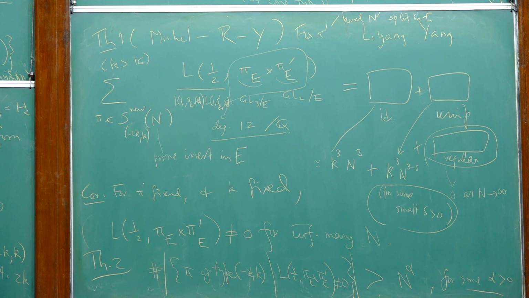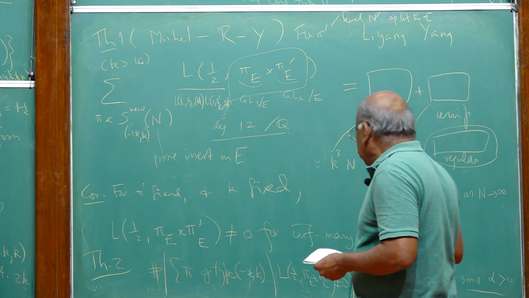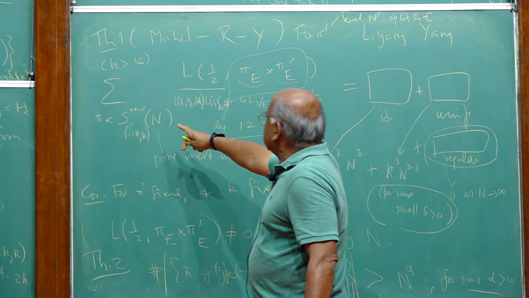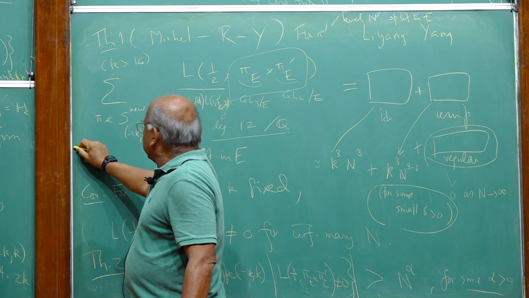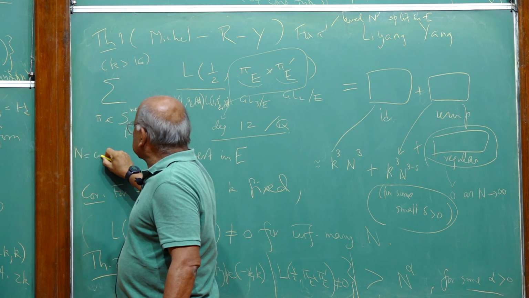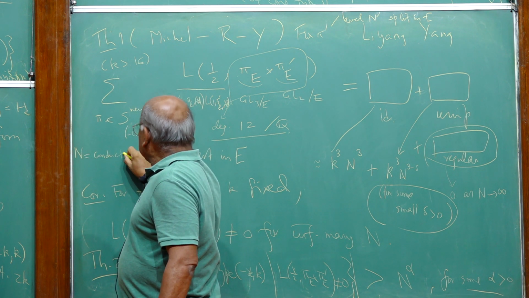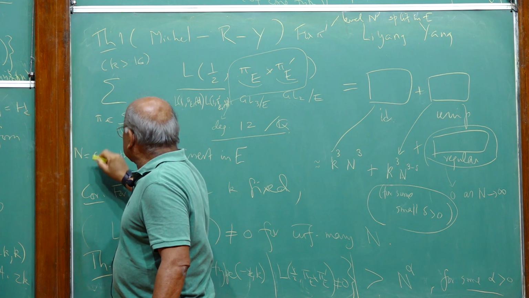Sorry, capital F? Where is capital F? N. Capital N is the level of pi. Pi n is a conductor. U21. Yeah. U21 conductor of pi, yeah.